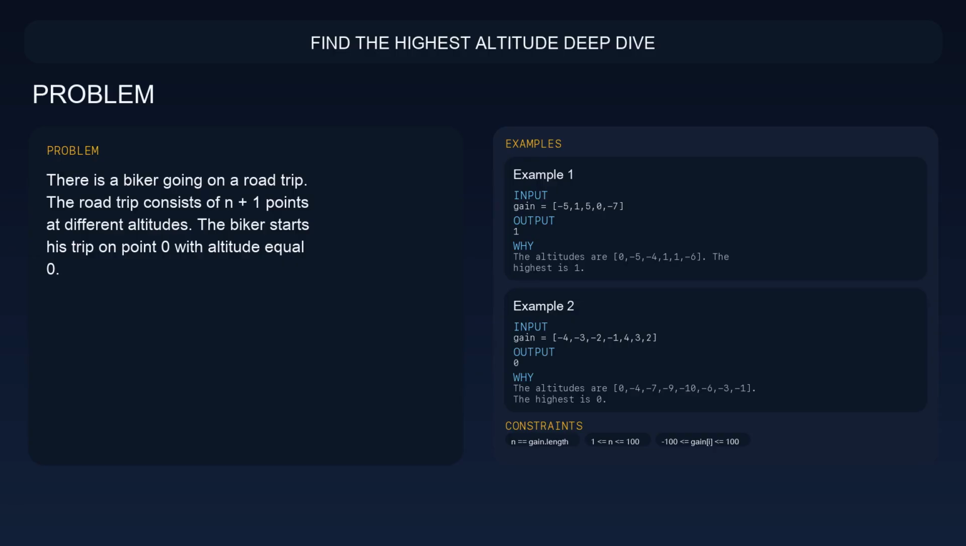There is a biker going on a road trip. The road trip consists of n+1 points at different altitudes. The biker starts his trip on point 0 with altitude equals 0.